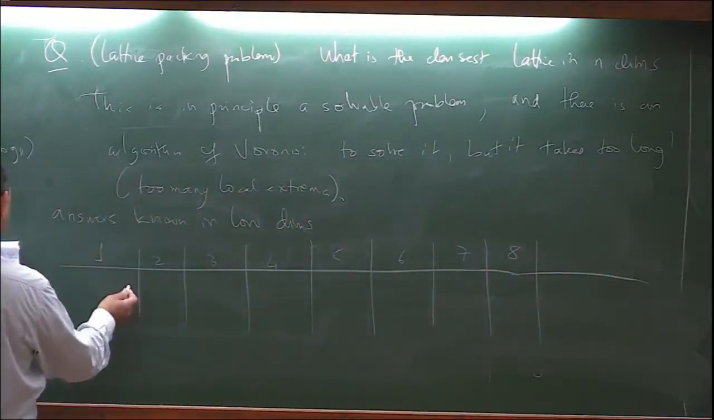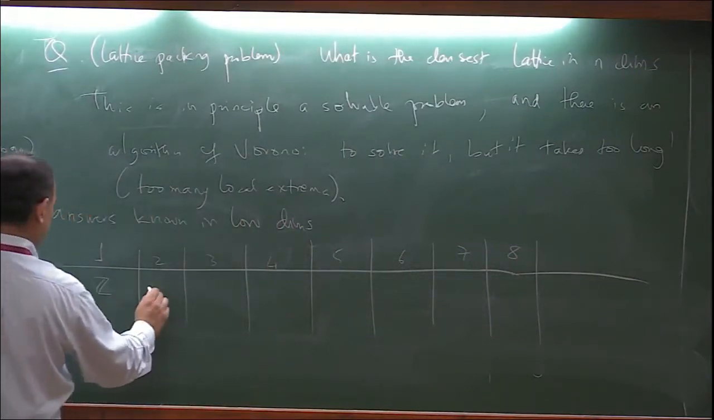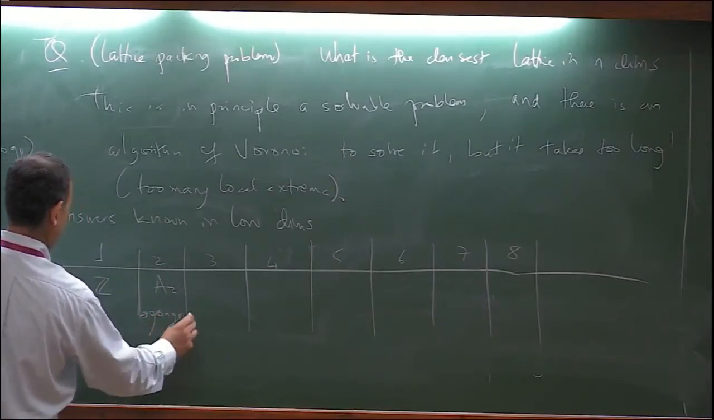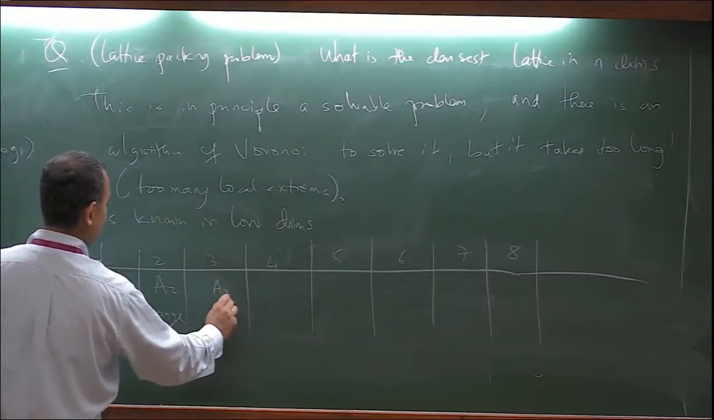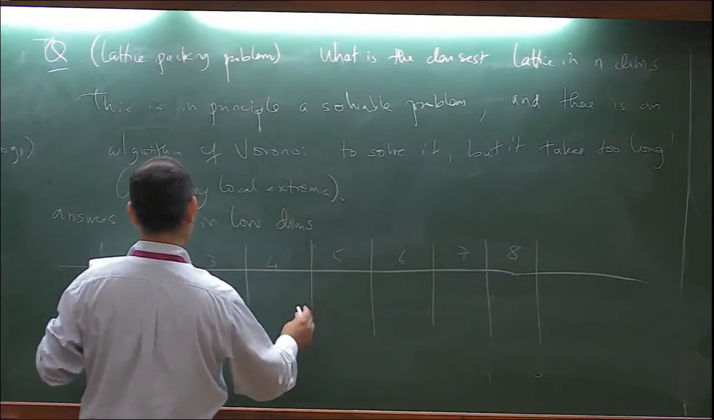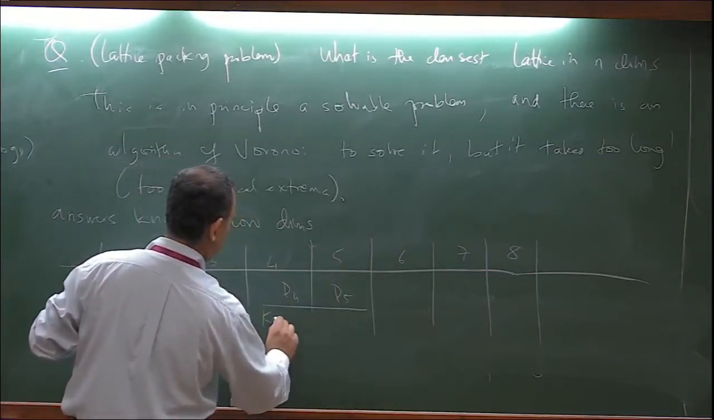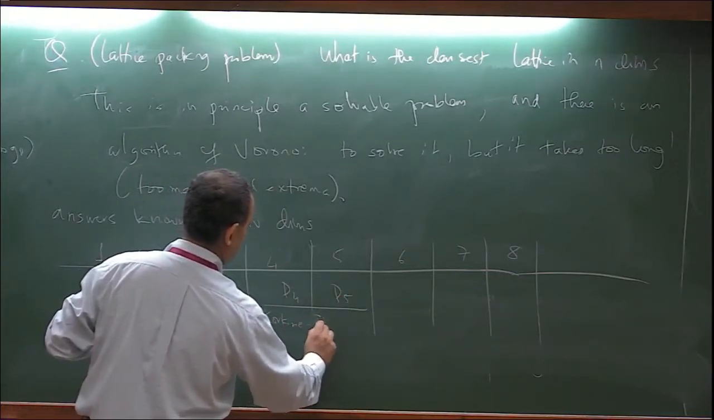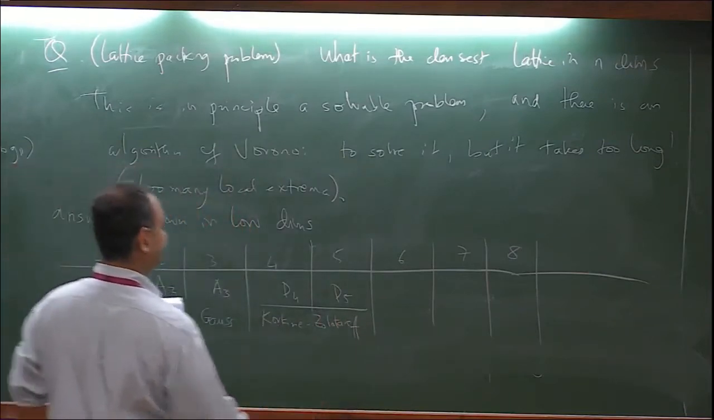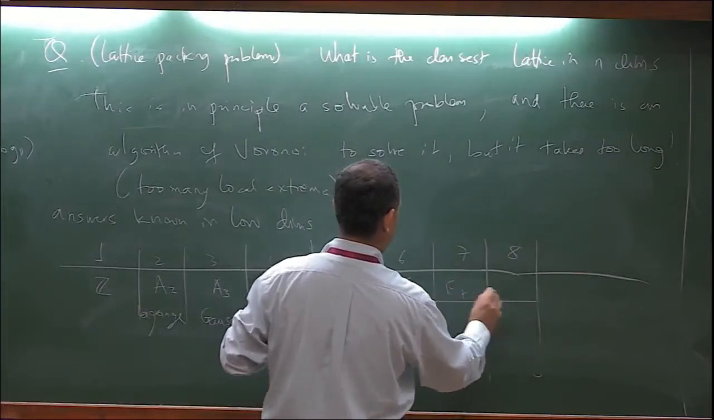So one is obviously Z, right? Let me just see. This is obvious. 2, it's A2, that's due to Lagrange. 3, it's A3, due to Gauss. 4 and 5, it's D4 and D5, and due to Korkin and Zolotarev. 6, 7, and 8, E6, E7, E8.